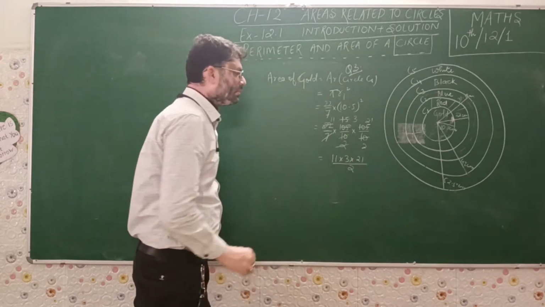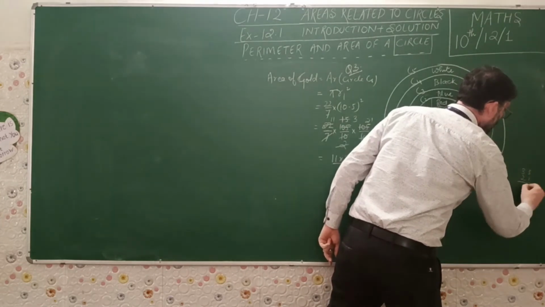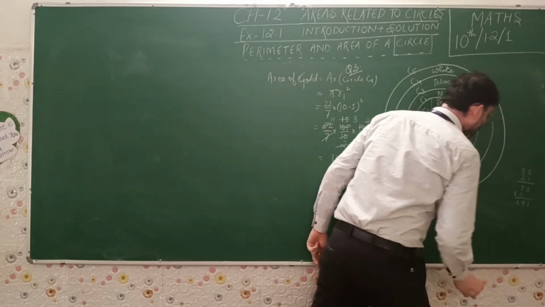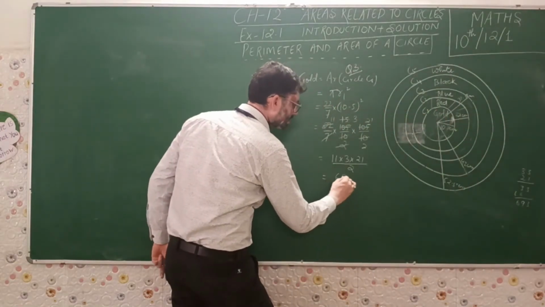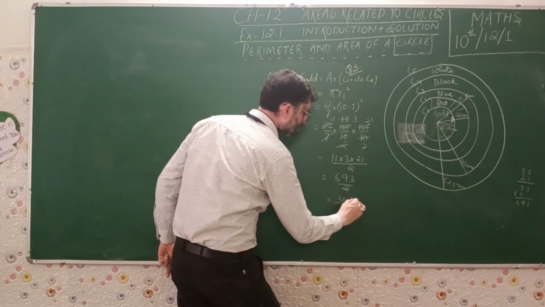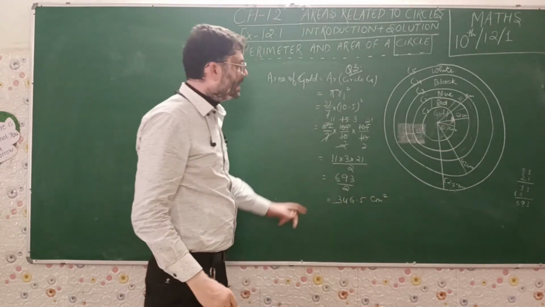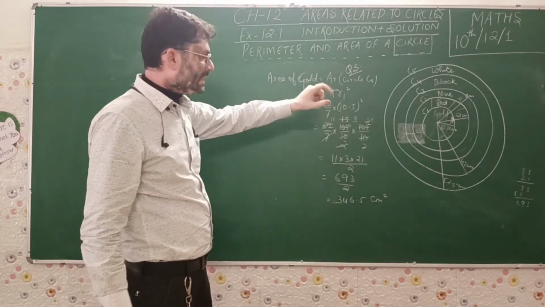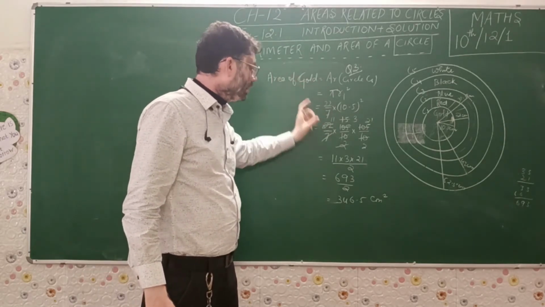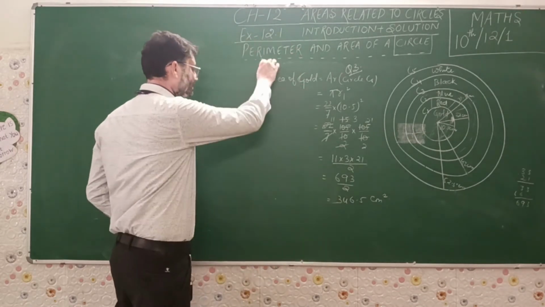So 33 into 21 is calculated. 33 into 21 is 33 and 660, that is 693. This is equal to 693 by 2, which is 346.5. So the area of circle C1, which is the gold color, that is the area of the gold color, will be 346.5 centimeter square.